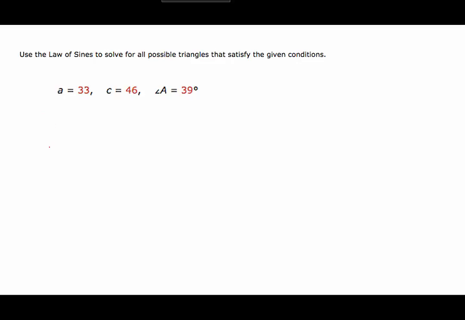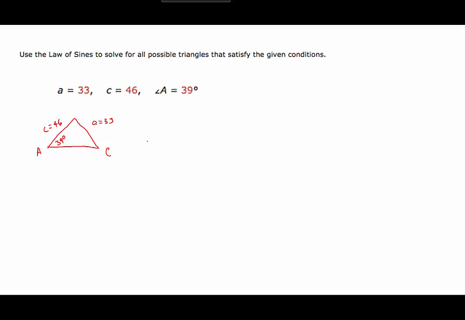So side A of our triangle is 33. So if this is angle A, side A would be here, 33. Side C is 46. So if this were angle C, then this side would be side C. And we're told that angle A is 39 degrees.